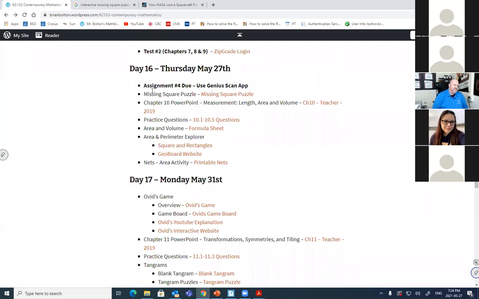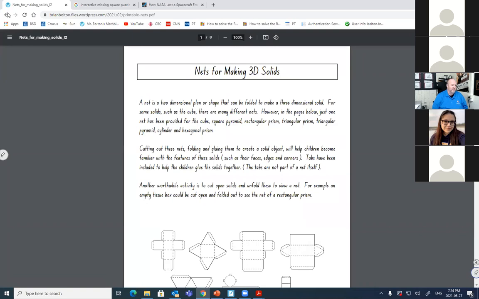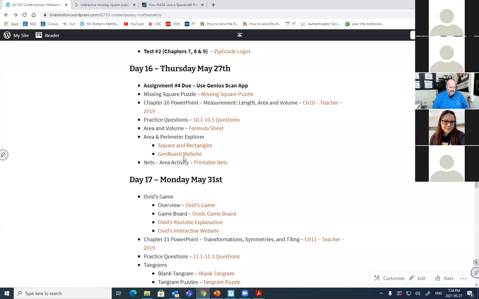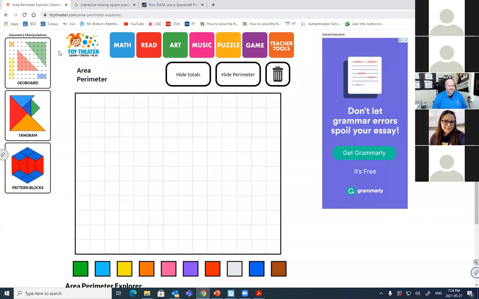You might want to print some of this stuff up and throw it in a binder for when you actually teach that unit, or like where it says printable nets. Squares and Rectangles, you can see it's this toy theater. You might want to write that website down.